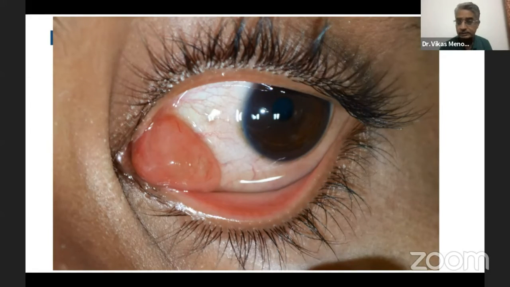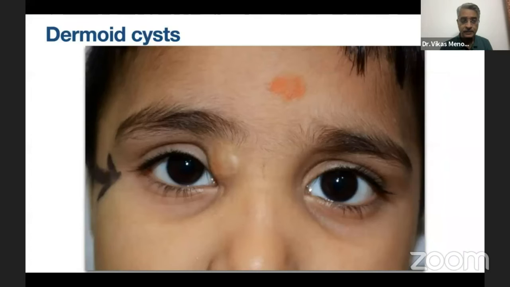It was excised and turned out to be a benign reactive lymphoid hyperplasia. Although Dr. Seema has shown some rare cases of lymphomas also, but those are relatively rare. More common, you will see benign lymphoid hyperplasias.